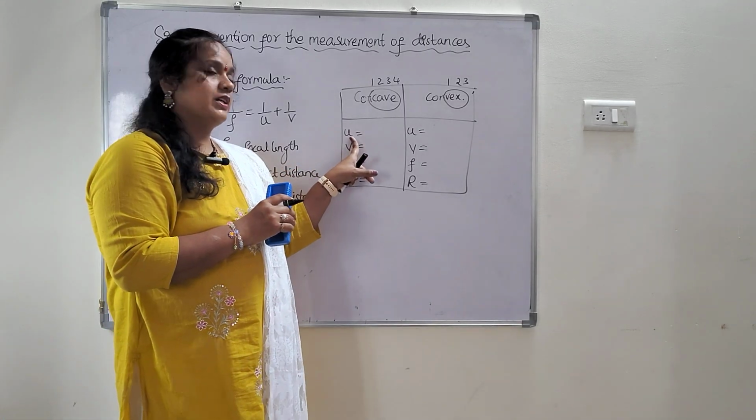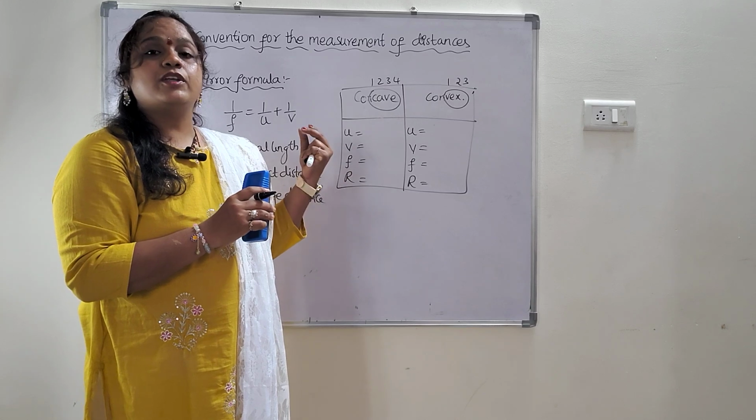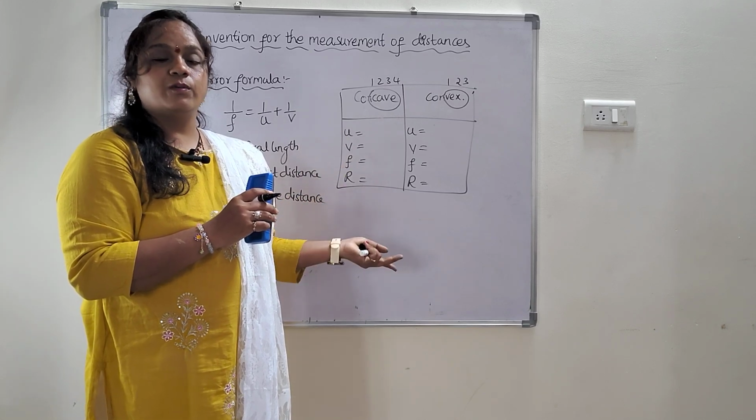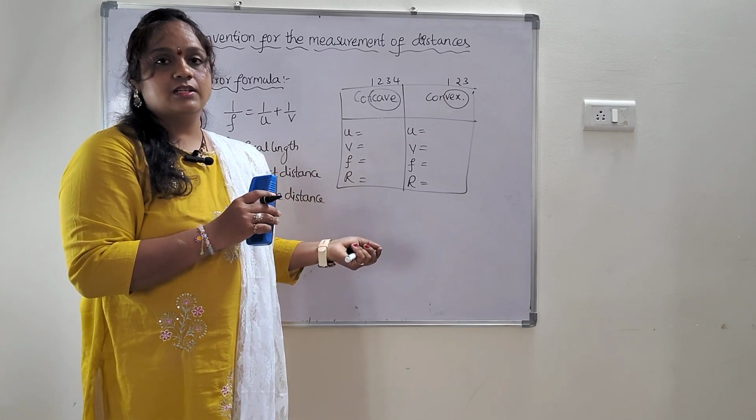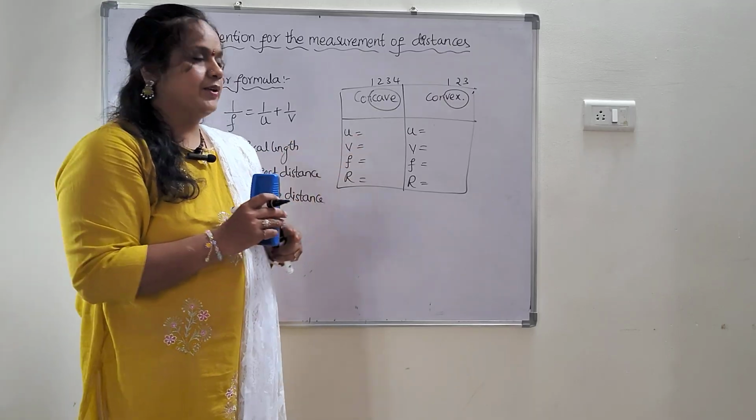Now coming to the object distance. Object distance will be negative irrespective of the mirrors, whether it is concave or convex, convex lens or concave lens. Irrespective of mirror and lens, object distance will be negative.